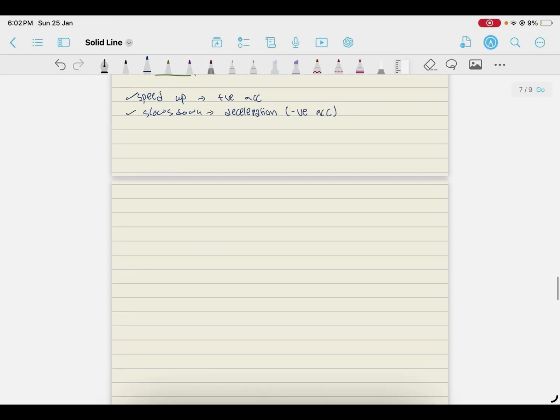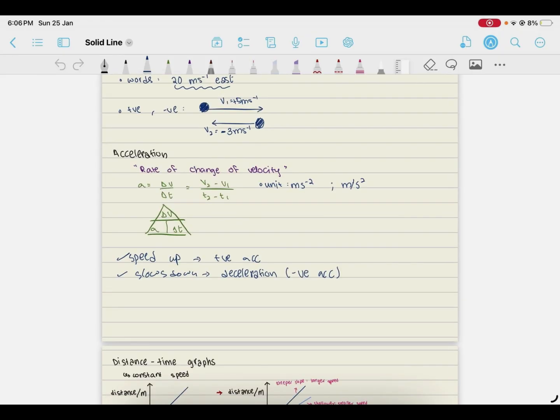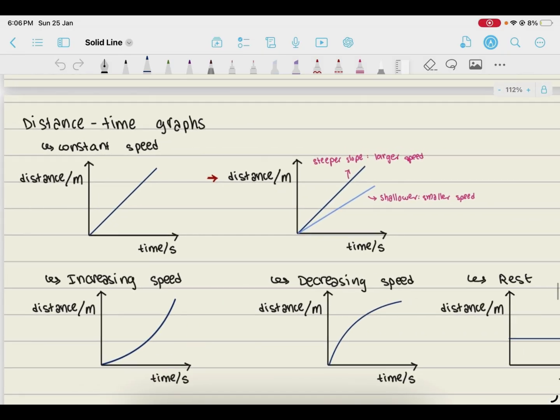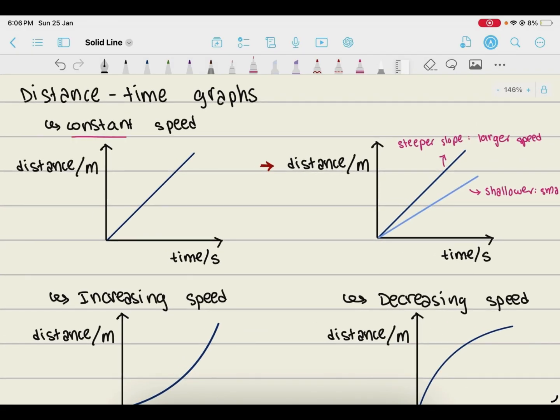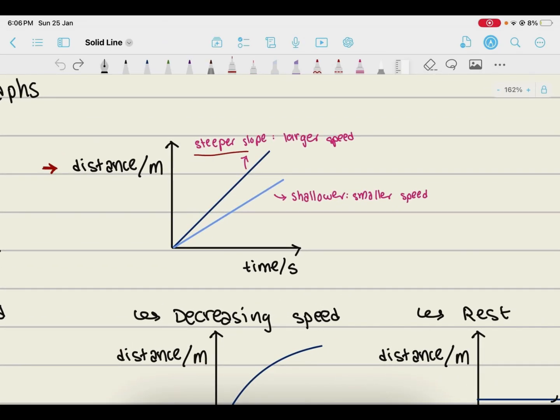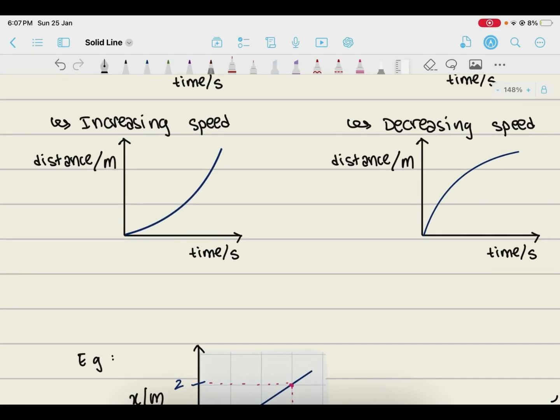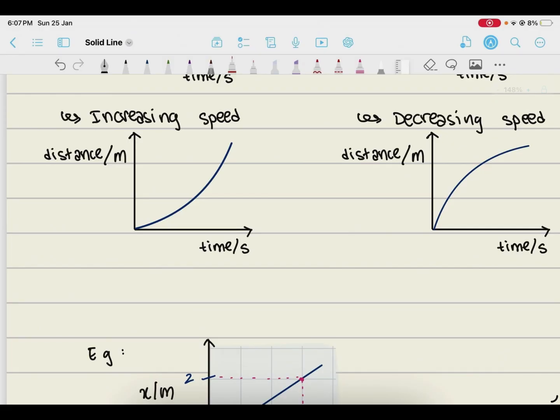Now we'll be talking about distance time graphs and velocity time graphs. Okay, here is a distance time graph. Distance is on the y-axis and time is on the x-axis. When there is constant speed, that graph will show a straight line. Okay, and if it's a steeper slope like this one, then that means the speed is higher, the value of speed will be higher. Okay, and if it's a shallower graph, that means the speed will be smaller. And yes, when the speed is increasing slowly, as in accelerating, then the graph will be like this.